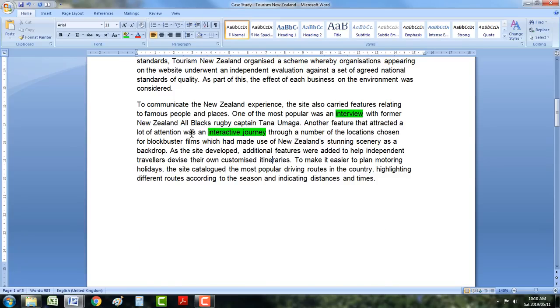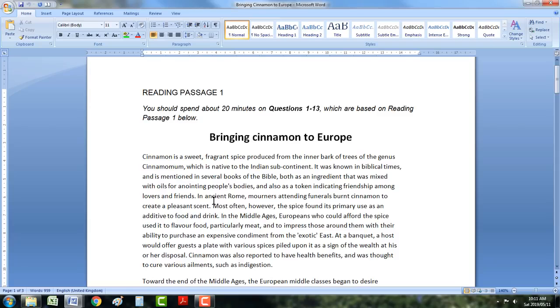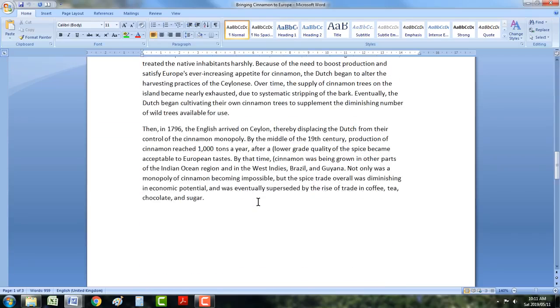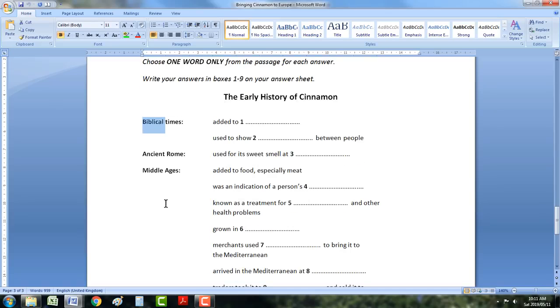Let's try another one. This is the next one from, I think, Cambridge 13 Test 2. So, open your papers. Cinnamon to Europe. Fine. Let's see what we've got. Quickly. Early history of cinnamon. Cinnamon. What can I see? Biblical, maybe. Ancient Rome. Middle Ages.